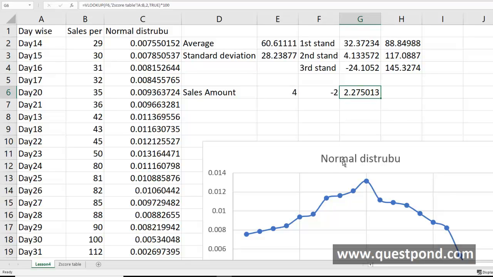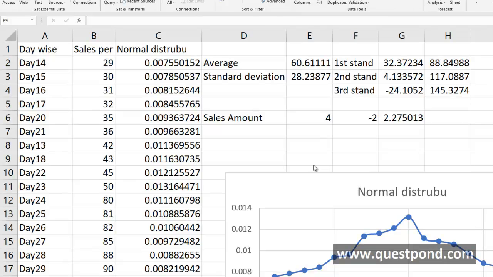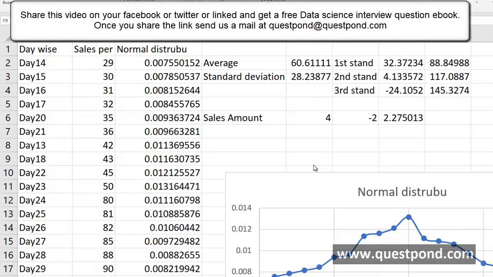So that brings us to the end of this lab, that is lab 4. I would request you to go through this Excel sheet, go through the Z-score tables, and at the end of this lab, I'm flashing some questions. Please try to answer them.